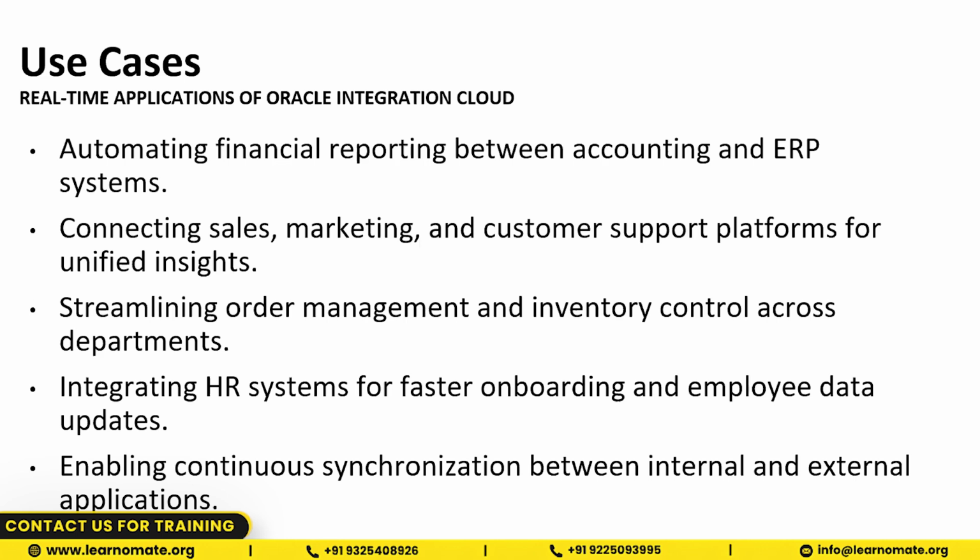Now the use cases. Financial systems: for example, we need to share financial reporting between multiple systems, and OIC can do that job easily. We can connect multiple systems, such as sales and marketing, and streamline order management and inventory so that everything is in sync in real time. We can integrate the HR system for faster onboarding. These are some of the use cases where OIC can be used, but there is no limitation. OIC can be used for any solution.